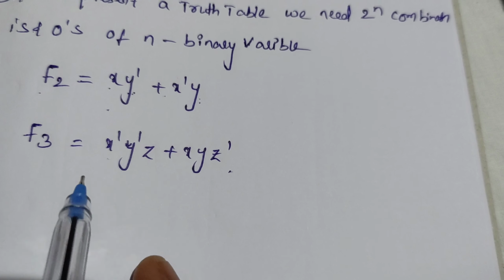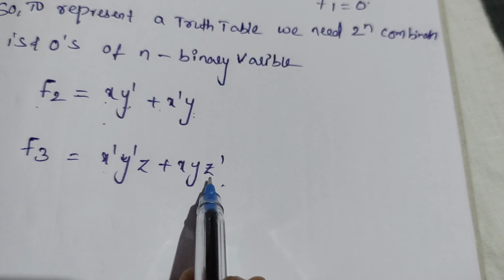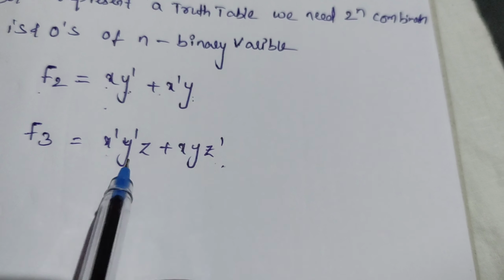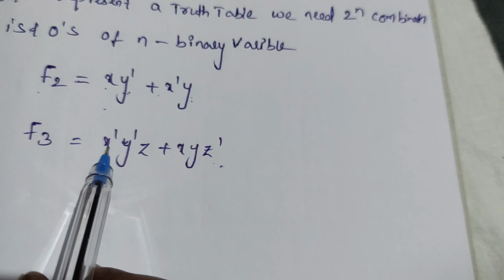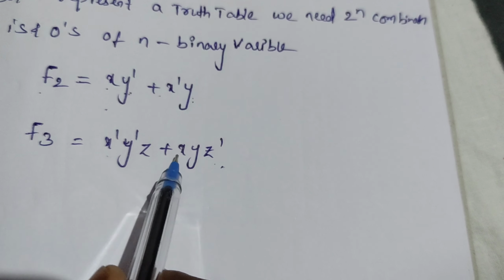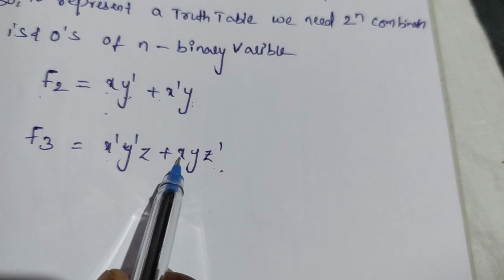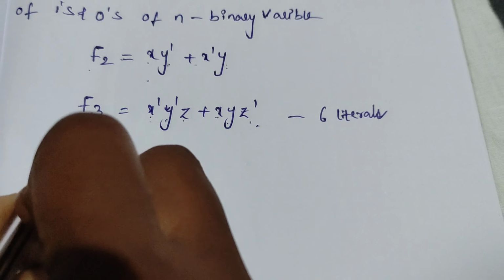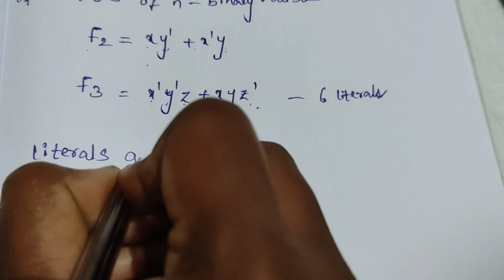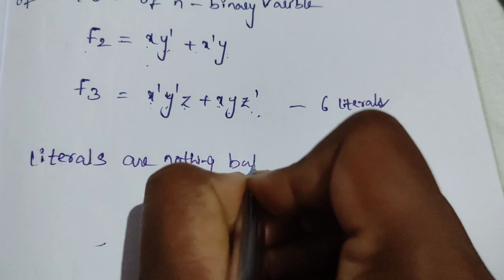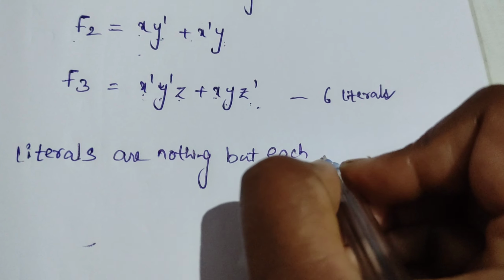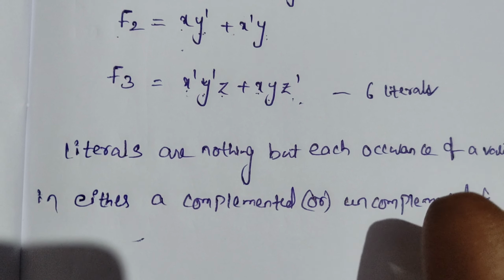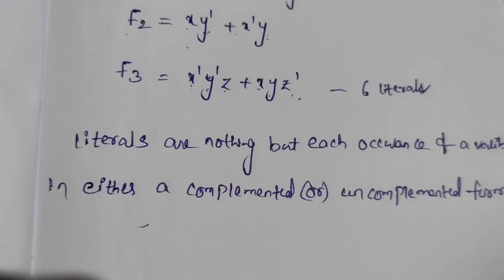Before going to see the truth table, we will see the difference between a literal and a variable. The functions f1 and f3 consist of 3 variables x, y, z, but the function f3 consists of 6 literals. A literal is each occurrence of a variable in a complemented or uncomplemented form.